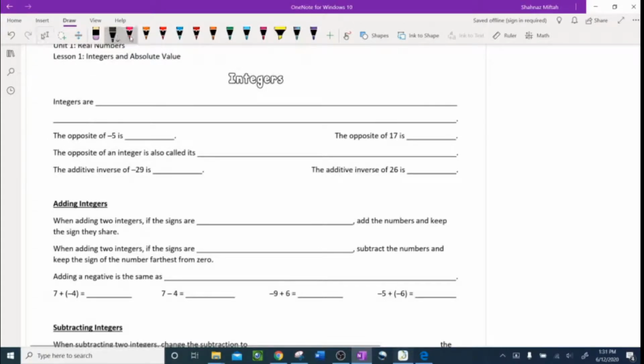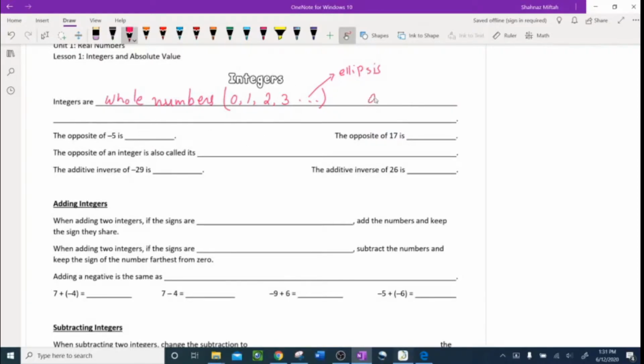Integers are whole numbers. For example, whole numbers start with 0 and all positive. These three dots mean it's going to continue in the same pattern, like 1, 2, 3, 4, 5, 6, 7, 8. These three dots are called ellipses.